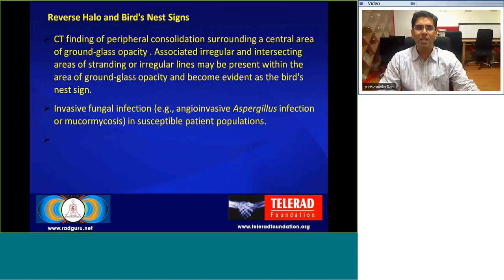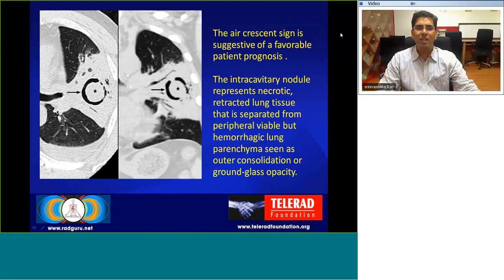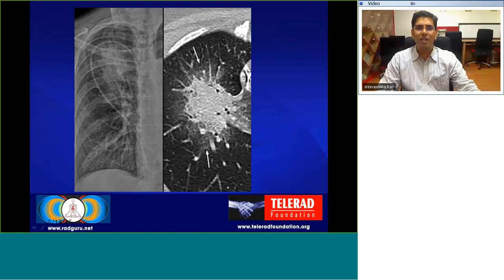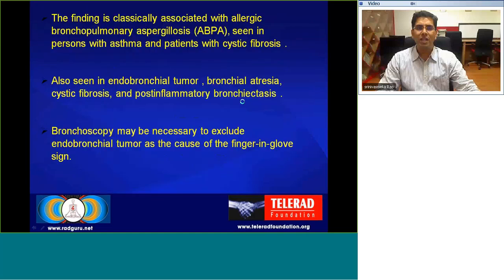The next sign is the reverse halo sign or bird's nest sign. These are usually seen together. We already saw the halo sign, where we see a nodule or patch with a surrounding halo. This is the reverse one.